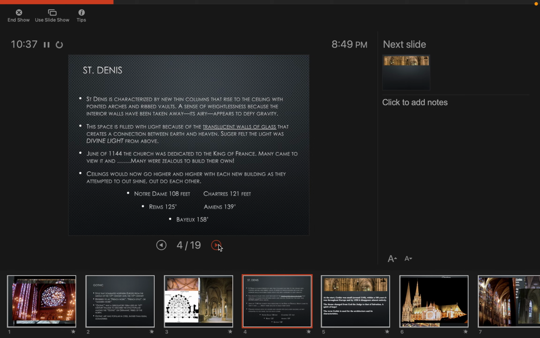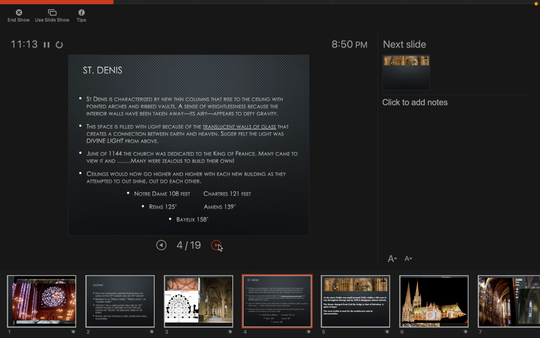In June of 1144, the church was dedicated to the King of France. Many came to view it, and many were zealous to build their own. So there was kind of this huge inspiration to go and build their own cathedral. Ceilings would now go higher and higher with each new building as they attempted to outshine or outdo each other.